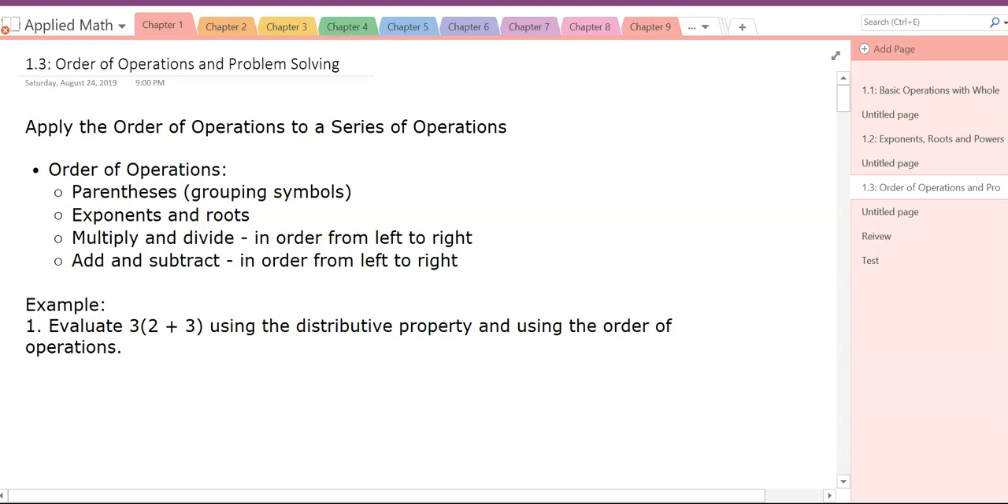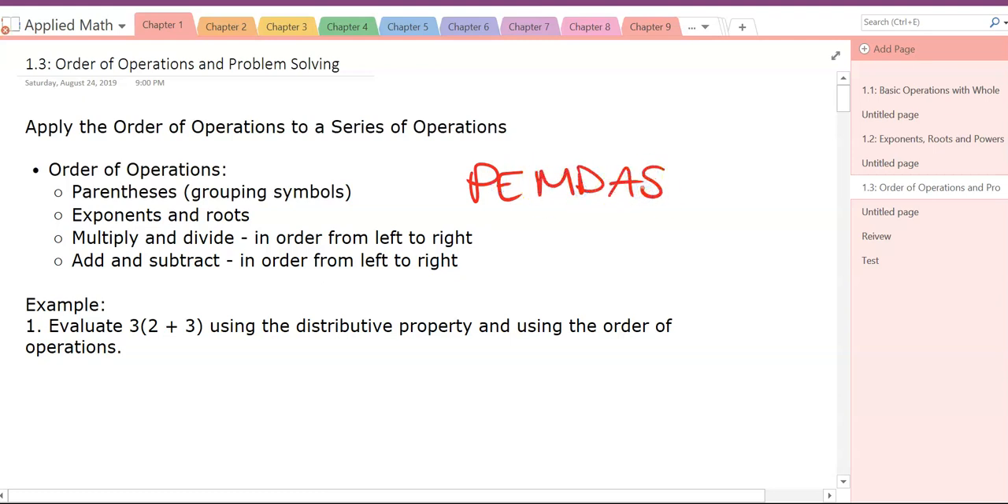Chapter 1, Section 3 goes over order of operations and problem solving. The first thing I want to talk about with you guys is how you use order of operations to solve and simplify problems. So you have probably heard the expression PEMDAS.